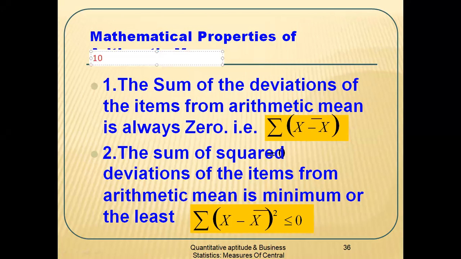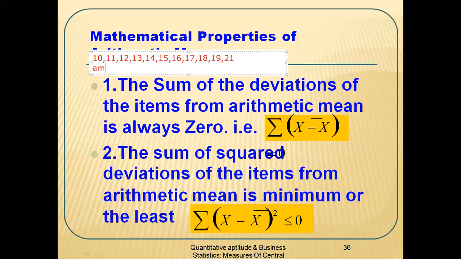The observations are 10, 11, 12, 13, 14, 15, 16, 17, 18, 19, 21. So these are the observations. Now in the given observations, first step, let me calculate the arithmetic mean. One thing we have learned is how to calculate the arithmetic mean.